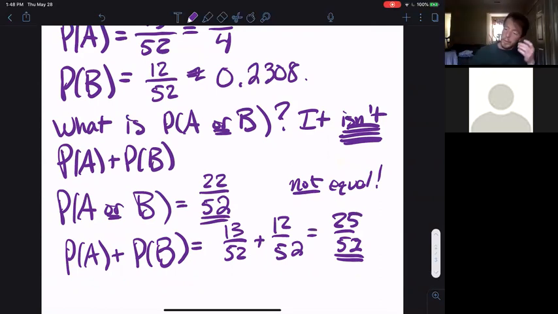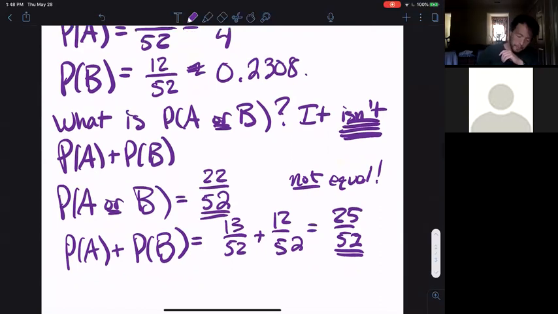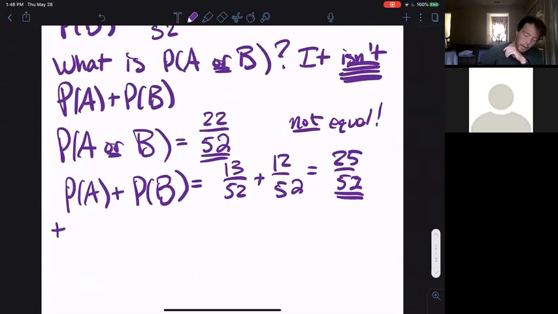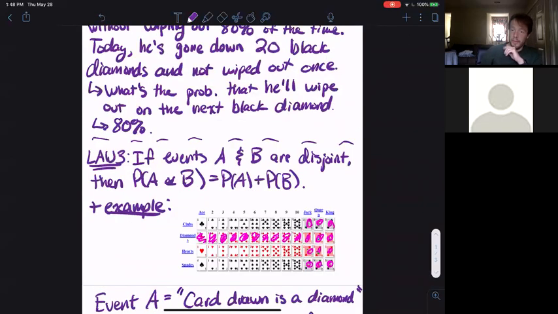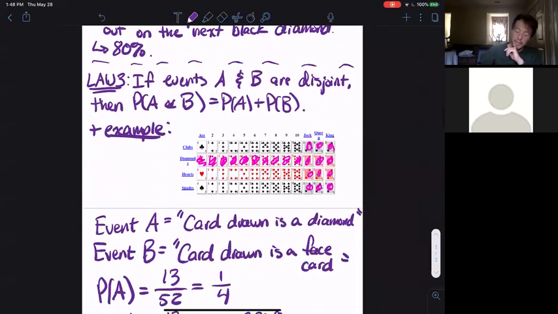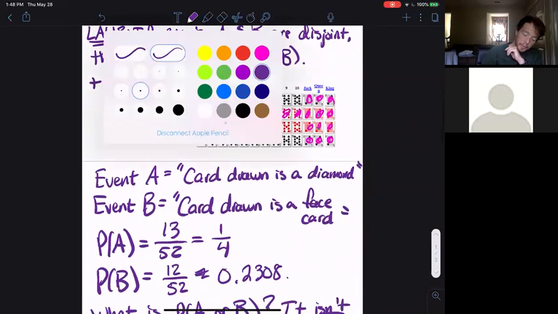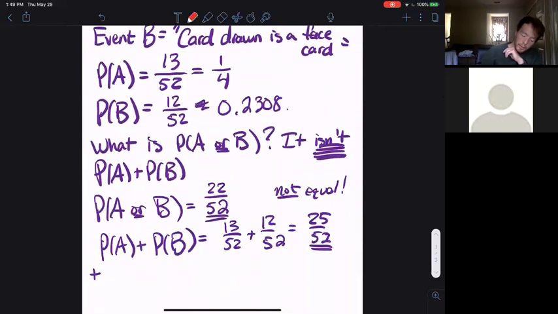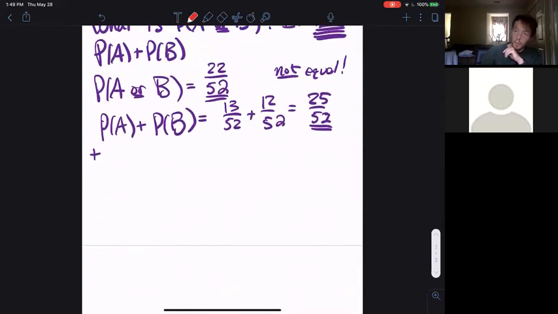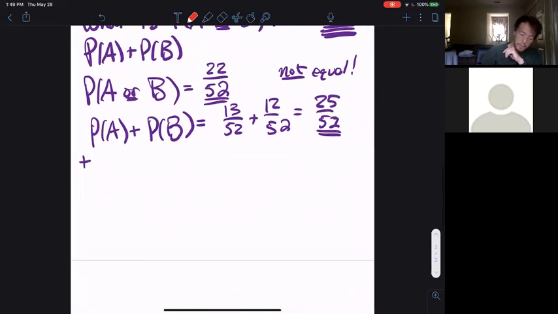And the reason for this is because they're not disjoint. Right? This law of probability, law 3, requires that the events are disjoint. But in fact, these events are not disjoint, specifically for the reason that there do exist cards that belong in both categories. There are cards that are both red, both diamonds, and face cards. So we can't use this trick of adding up the probabilities in the or situation unless we have disjointness.